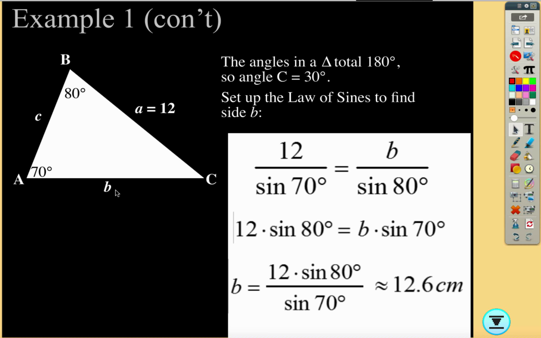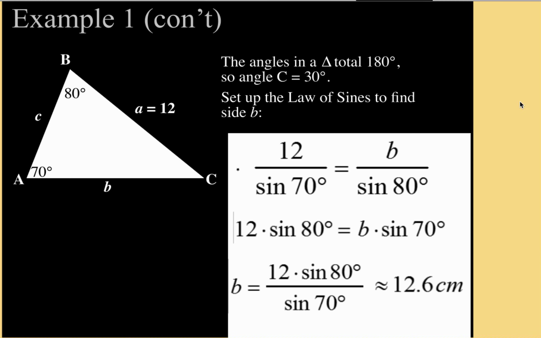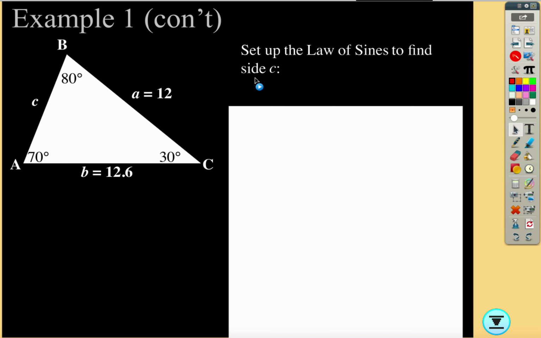The only things that we have left to find are little c and big C, the angle. It wouldn't be difficult to calculate what that missing angle is. It would have to be 30 degrees because there's 180 degrees inside of a triangle. Thus, finding angle C just means you're doing 180 minus 80 minus 70, and that leaves you at 30 degrees. So finding angle C is pretty simple.